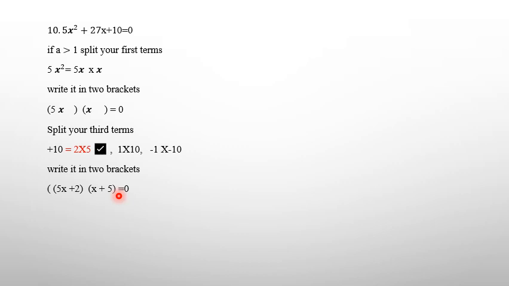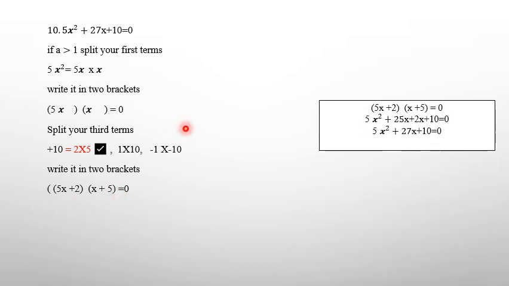You can ask your teacher how we are saying this one. So there is a proof now. See here, if you take 5x plus 2 and x plus 5 equal to 0, you take this as your plus 2 and your plus 5. When you split your third term, you need to get your question as the answer. What is our question? 5x square plus 27x plus 10.